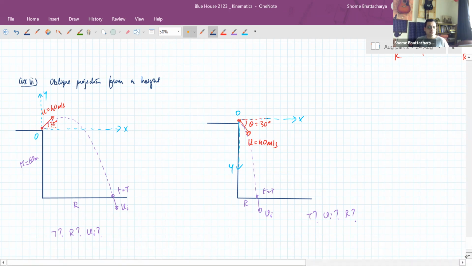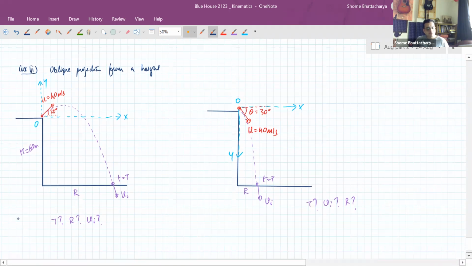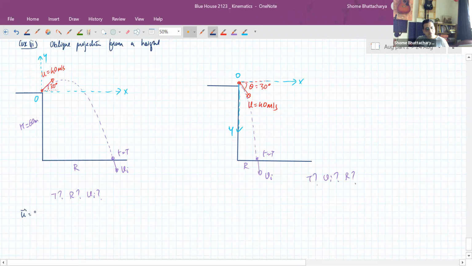So for this one, the left hand side one, the initial velocity is u cos theta i cap plus u sin theta j cap. In this particular case, that will become 20 root 3 i cap plus 20 j cap in meters per second. And the acceleration will be minus g j cap. So the acceleration vector will be minus 10 j cap. The acceleration is downwards.